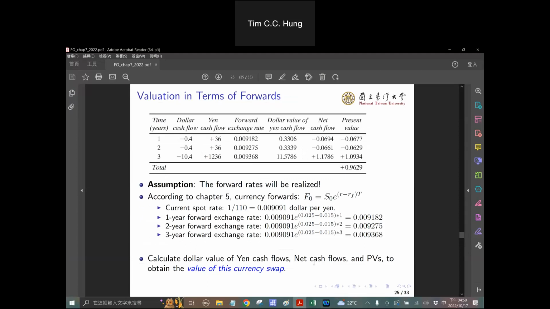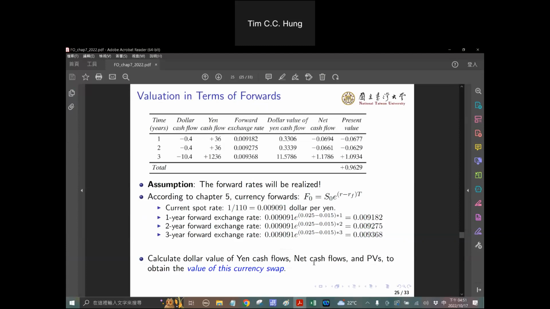Alternatively, we can also do all the subtractions in the same time periods by coming up with a forecast about the forward exchange rate. That's what we learned in chapter 5. We know the spot exchange rate. We know the interest rate in the domestic country. We know the interest rate in the foreign country. So there should be a unique foreign exchange rate at some distant time periods. In 1 year, the exchange rate should be this number. In 2 years, the exchange rate should be this number. In 3 years, the exchange rate should be this number.